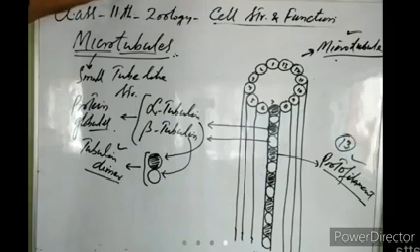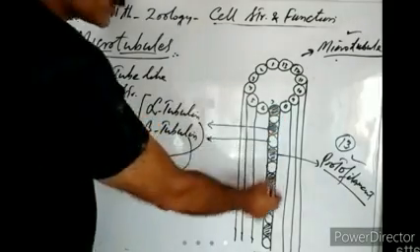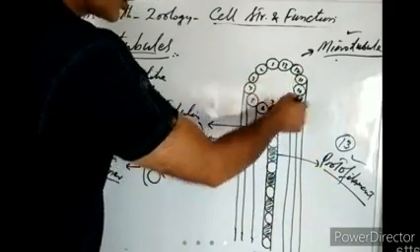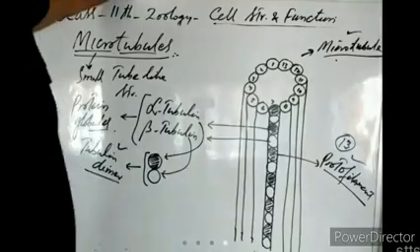Each tubulin dimer has an alpha tubulin protein molecule and a beta tubulin protein globule, right? So the alpha tubulin globule and beta tubulin globule combine to form a tubulin dimer. Tubulin dimers combine to form protofilaments. Then 13 protofilaments combine to form a microtubule, right?